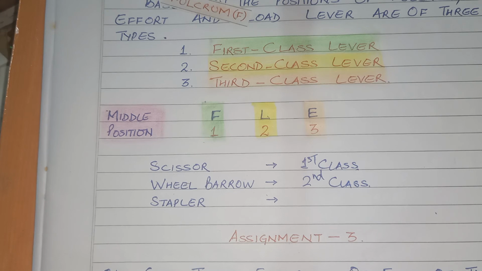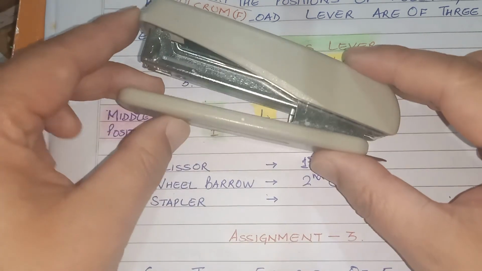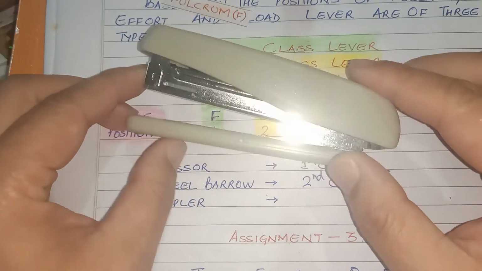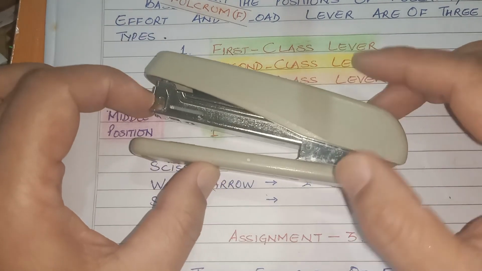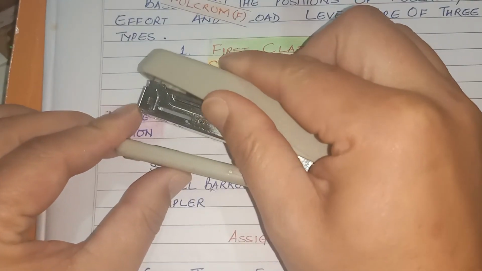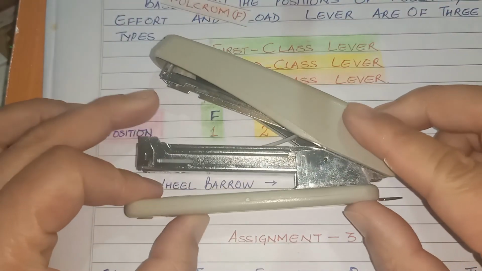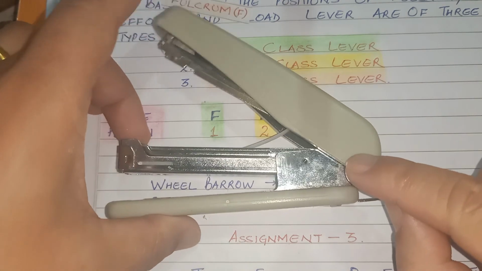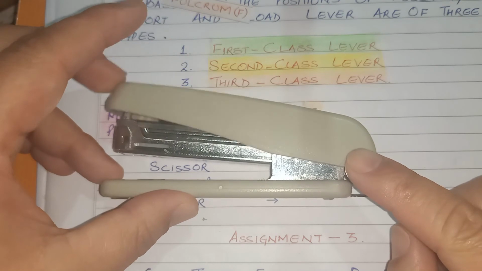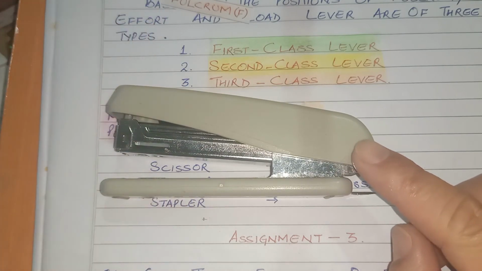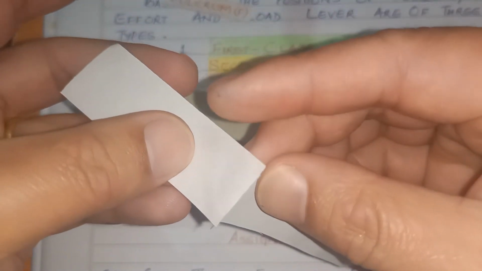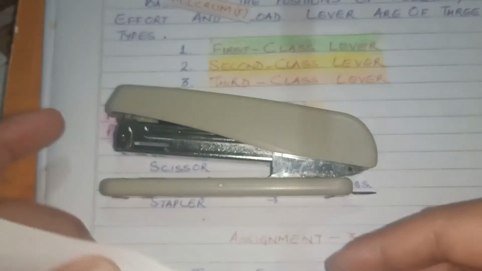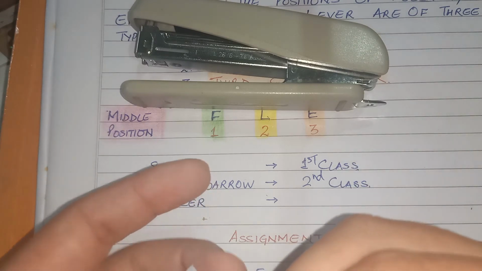Now let us see stapler. This is a stapler, and this is also a lever. So let us try to see what type of lever this is. If you see over here, this stapler moves around this fixed point. So around this fixed point, this rod moves. Now in order to join these two pieces of paper together, which we cut with the help of scissor, what do we need to do?